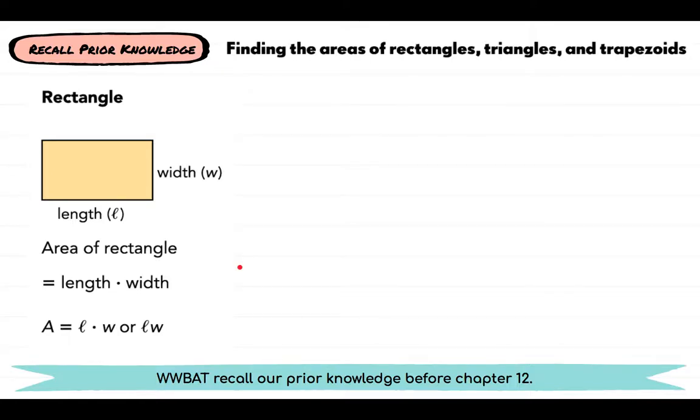So welcome to the second part. In this section, we are going to recall how to find the areas of rectangles, triangles, and trapezoids. We just learned this in the last chapter.